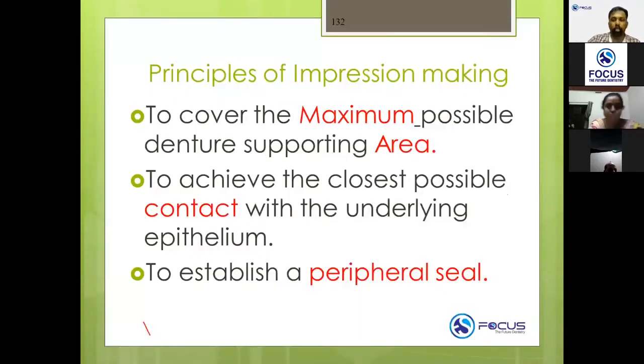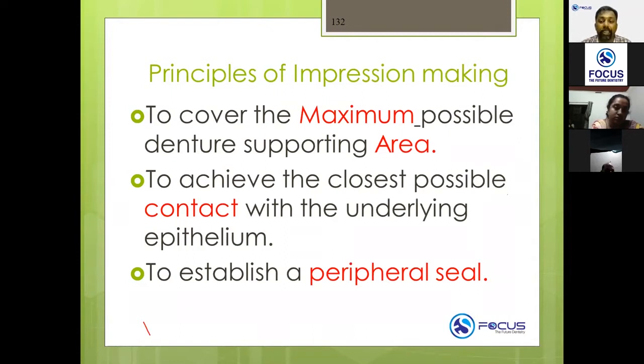The main principle of impression making is to cover the maximum area possible so that you can have equal distribution of stress by the denture into the underlying bone over the mucosa. So you have to cover the maximum possible denture supporting area. That is one of the principles of impression making. Maximum coverage is known as the horseshoe effect.